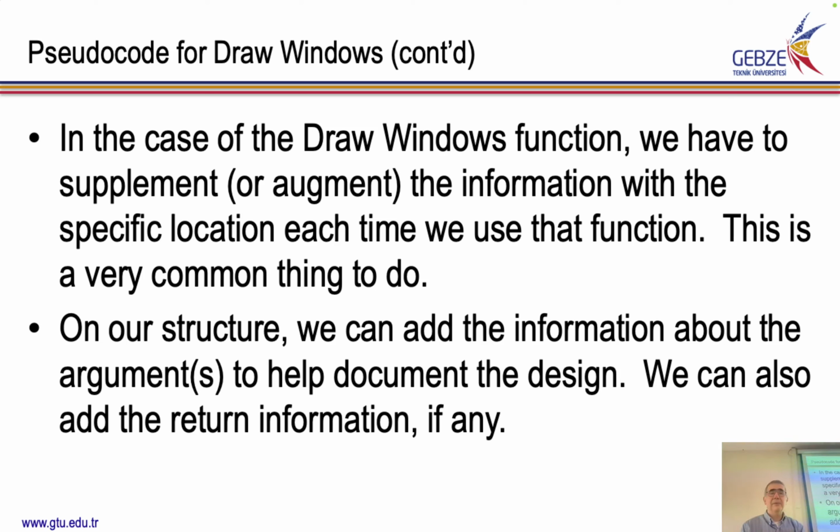In the case of draw windows function, we have to supplement the information with the 3 specific locations each time we use the function. In our structure, we can add the information about the arguments to help document the design. We can also add return information, if any, in the design. Where it will be drawn, what coordinate will be given, and so on, in the design.